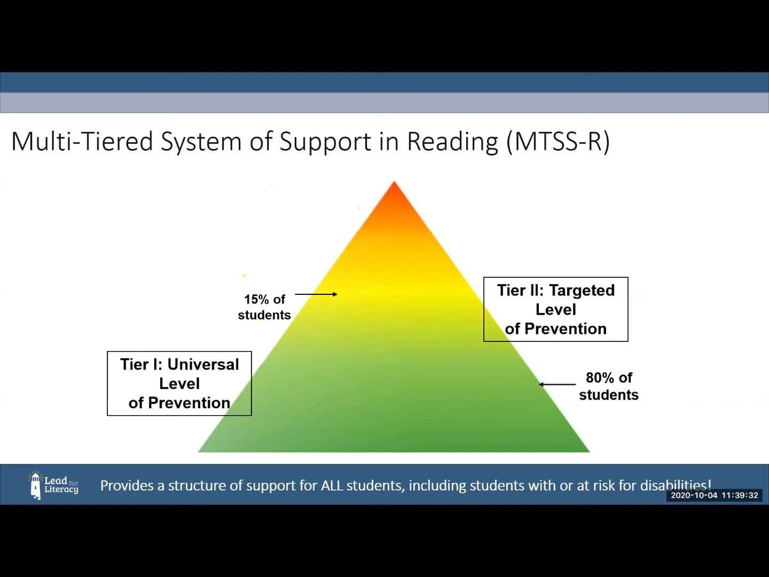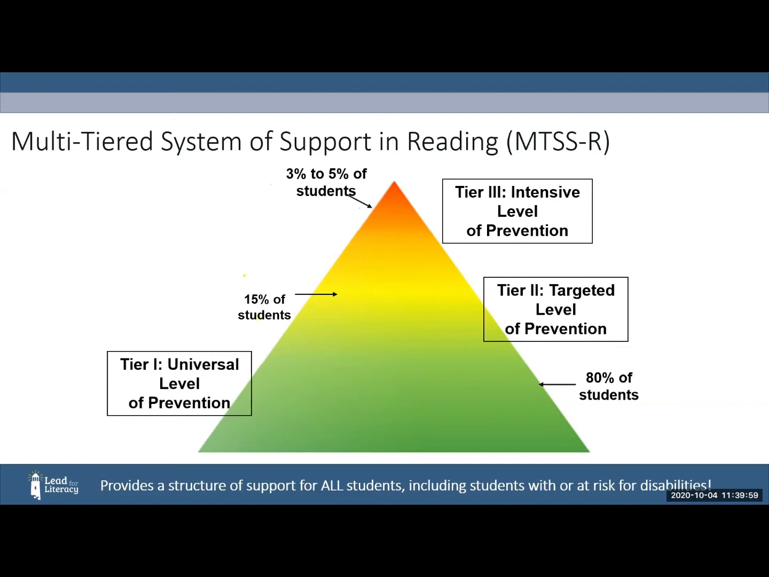According to data, 15% of students may require more targeted reading intervention at Tier 2 in order to meet grade-level reading standards. For example, if screening results suggest that a student is having difficulty with word-level reading, decoding, that student may receive an intervention focused on decoding as their Tier 2 support, in addition to the Tier 1 reading instruction they receive.